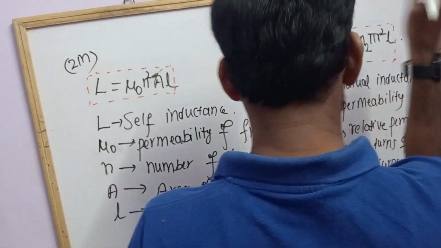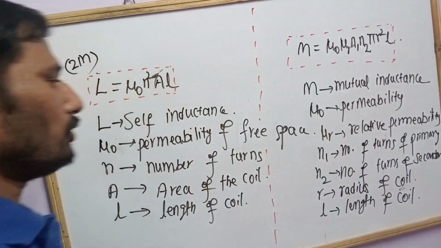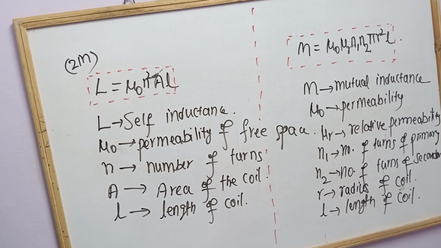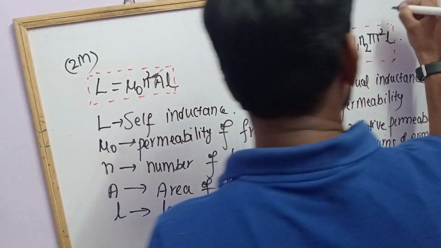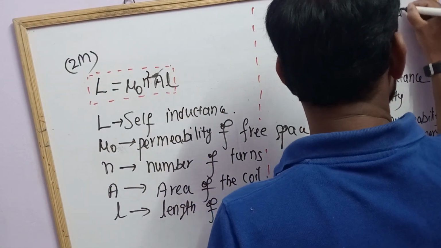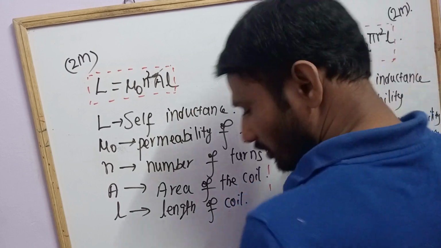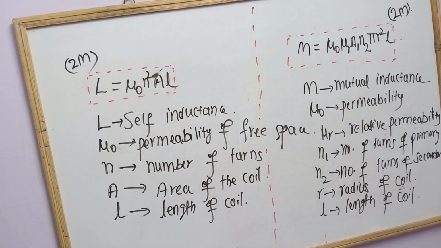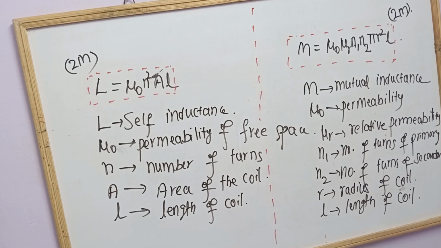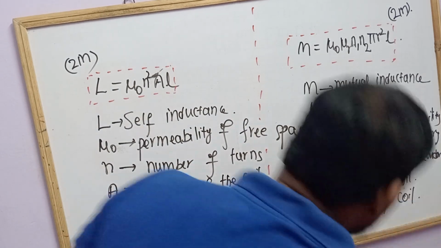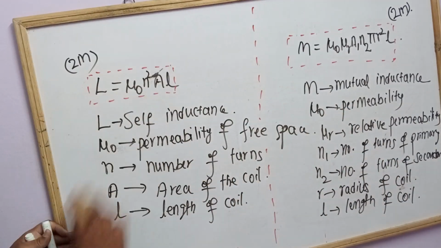One by one inserted, both we will take. So this is actually the for 2 marks they will ask this question. Write the expression for self-inductance of the coil and define the terms, or write the expression for mutual inductance of the coil and define the terms. Like that they will ask actually. You can write the expression like this, and you can write down define the terms also.